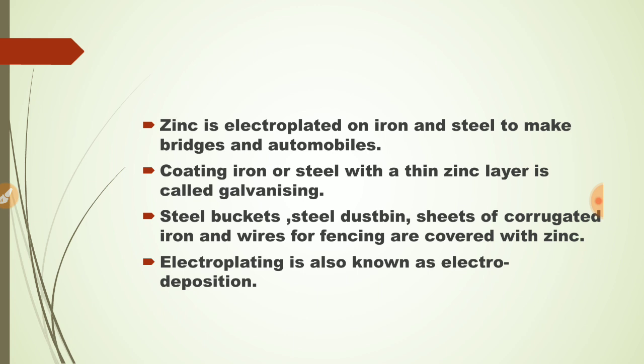Zinc is electroplated on iron and steel to make bridges and automobiles. And when iron or steel is coated with thin zinc layer, this process is called galvanizing, and this iron is called galvanized iron. Steel buckets, steel dustbins, sheets of corrugated iron, and wires for fencing are also covered with zinc. And electroplating is also known as electro deposition. So the first application of electrolysis is electroplating.